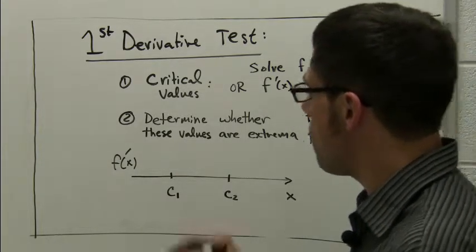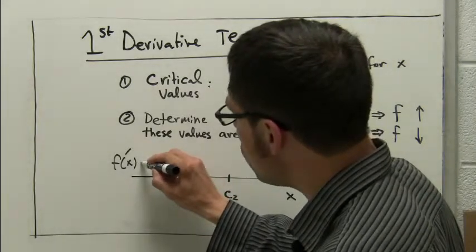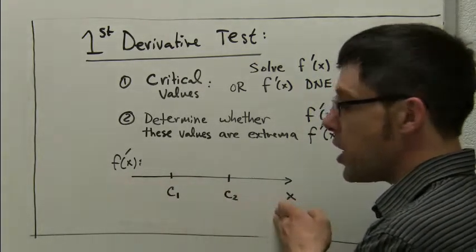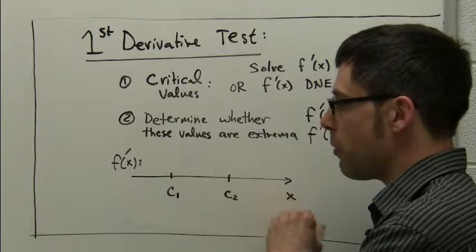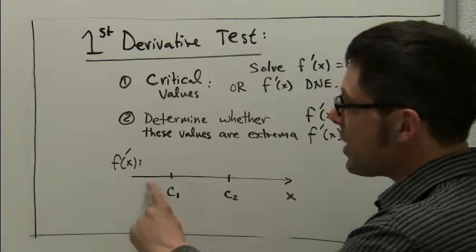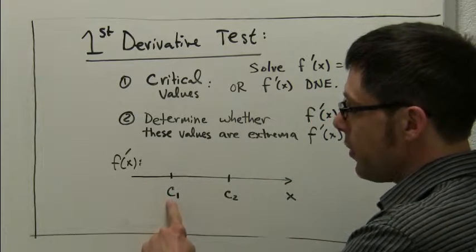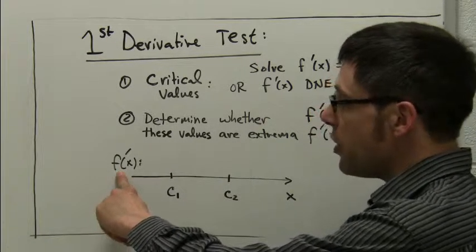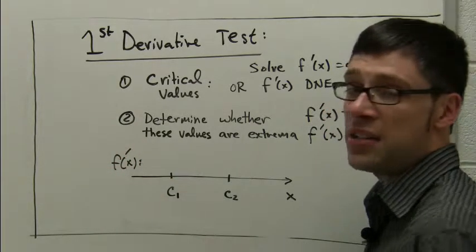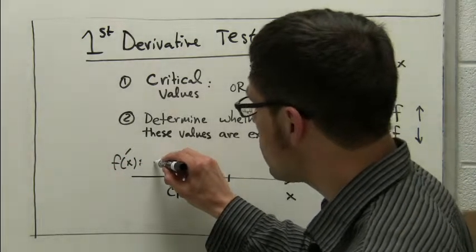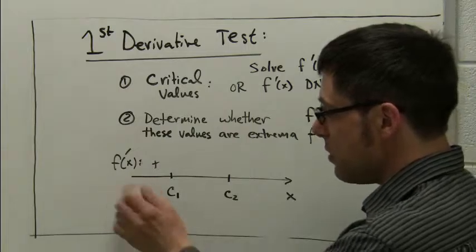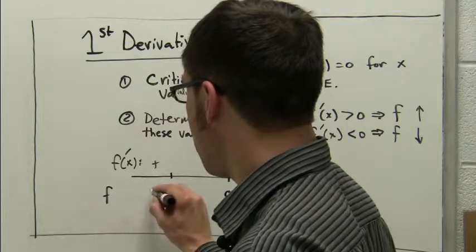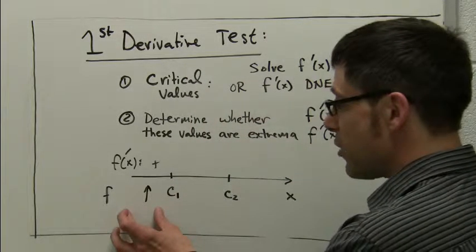To do that, we take x values in the domain, and usually we write a number line to get a graphical representation of what's going on. We take x values before this critical value C1, put them into the derivative function, and find out whether the sign is positive or negative. We put that down here. Let's say it's positive for all x values before C1. That means the original function, f, is definitely increasing for that part of the domain.